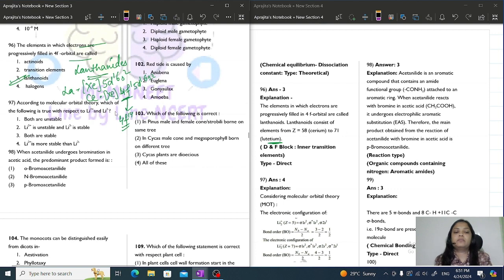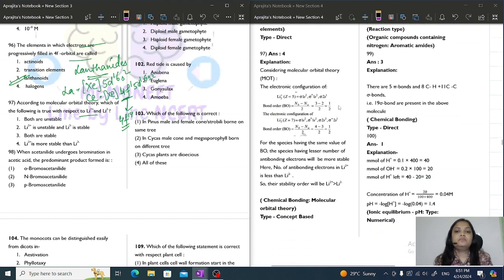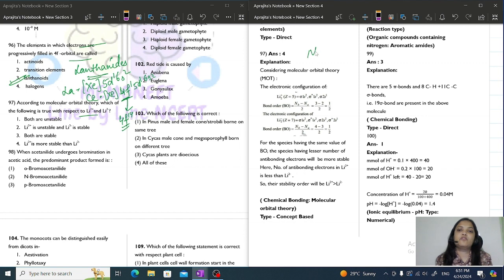According to molecular orbital theory, which of the following is true with respect to lithium 2 positive and lithium 2 minus? Firstly, according to molecular orbital theory, we will find the bond order. Bond order is the number of bonding electrons minus anti-bonding electrons, upon 2. This is the configuration for lithium 2 positive: sigma 1s2, sigma star 1s2 and sigma 2s1. So the bond order is coming out to be half. Similarly for lithium 2 minus, it's again half.